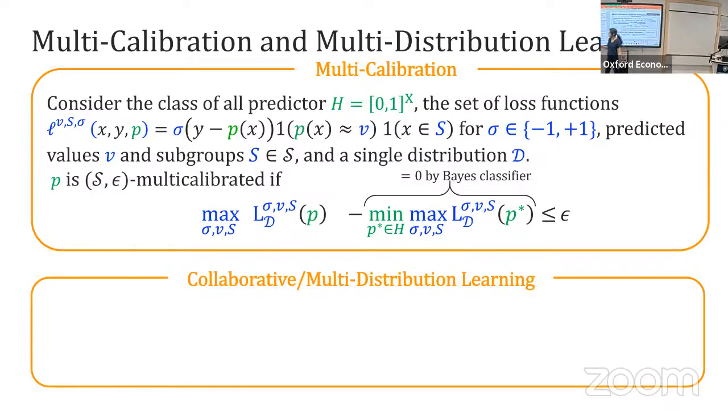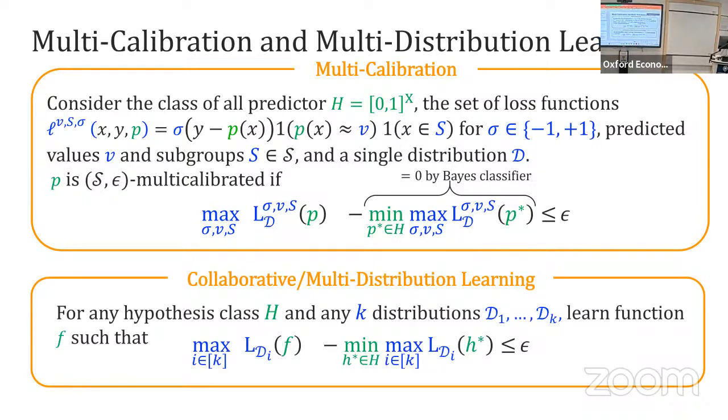What about multi-distribution or collaborative learning? This is the more general setting where you now have multiple distributions, but a single loss function. And you're just asking for the worst-case distribution's loss to be close to the min-max. This, if they shared a Bayes classifier, would have been 0. But in general, it doesn't have to be; it can be something larger. Any questions? Okay, good. So this is just saying why the framework I introduced actually does capture the two things we are going to be interested in.